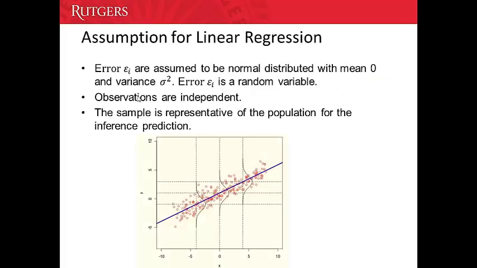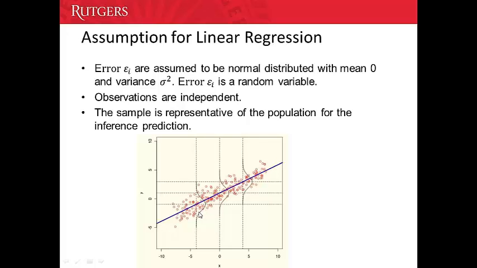When we use linear regression, we need to make sure the error term is normally distributed with mean 0 and variance sigma squared. You may notice for this regression line, the data points are almost randomly located around this line. We use this line to represent their error. This error should be normally distributed.